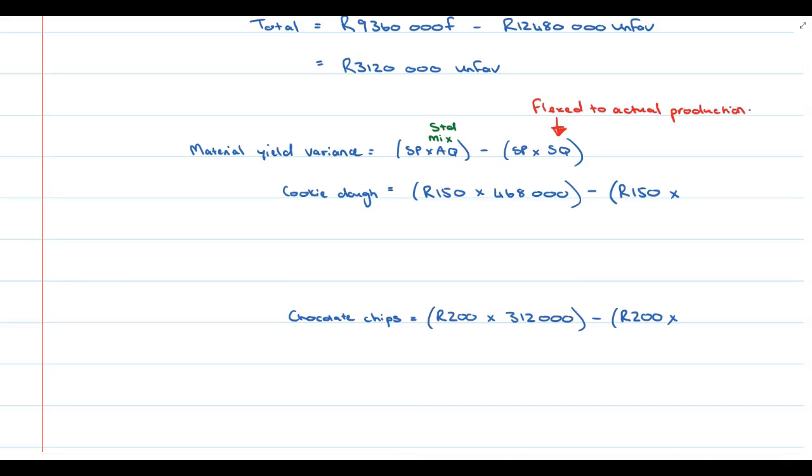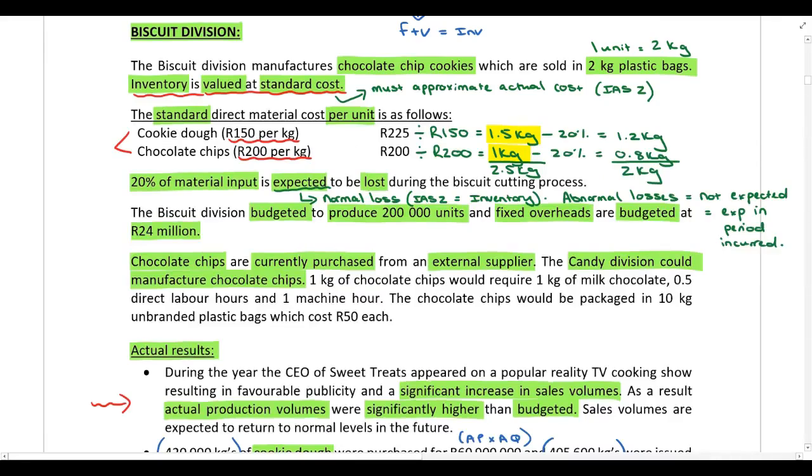So it's a simple enough calculation. We want the standard quantity, and then we're going to flex that to actual production. So according to the standard, how many kilograms of cookie dough should we use to make 1 unit? In order to make 1 unit, we need 1.5 kilograms of cookie dough.